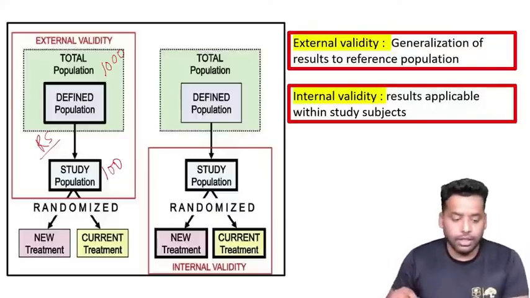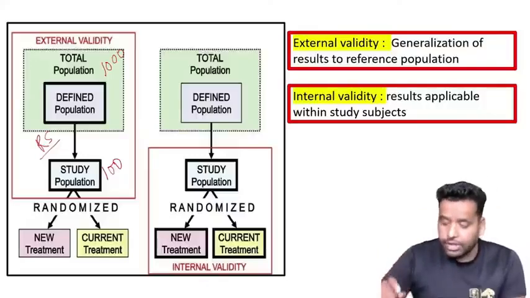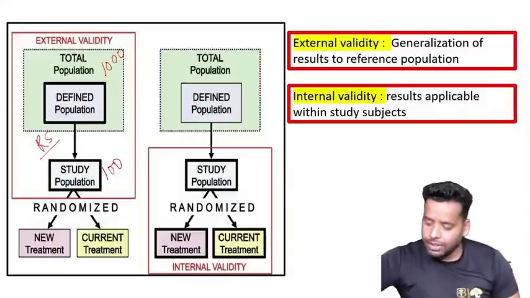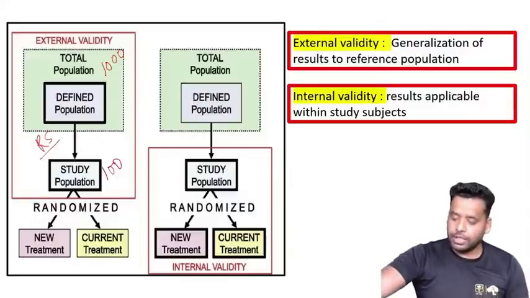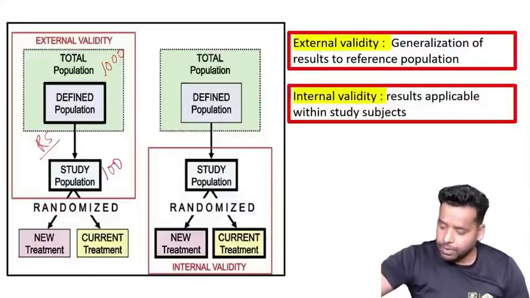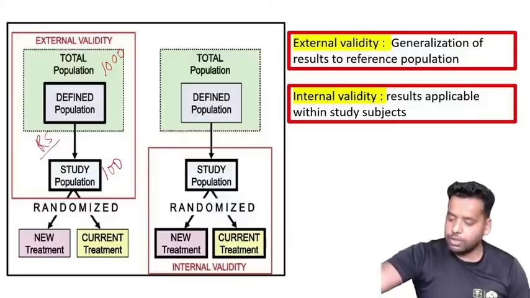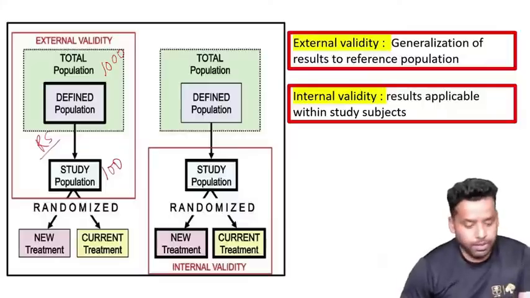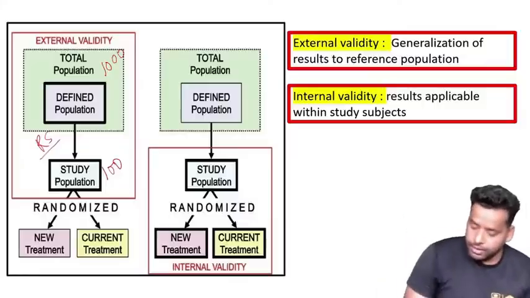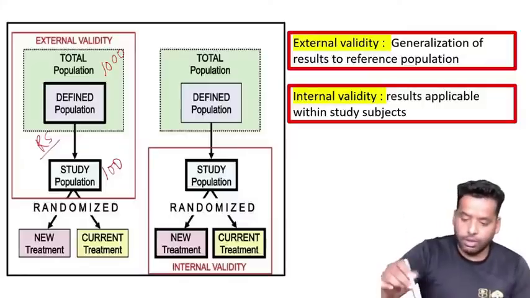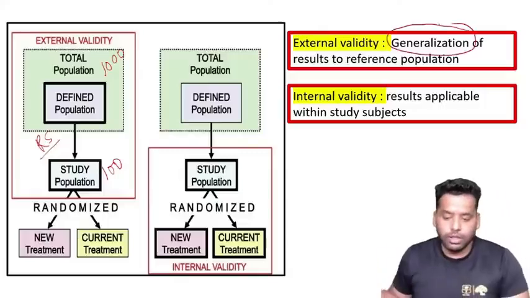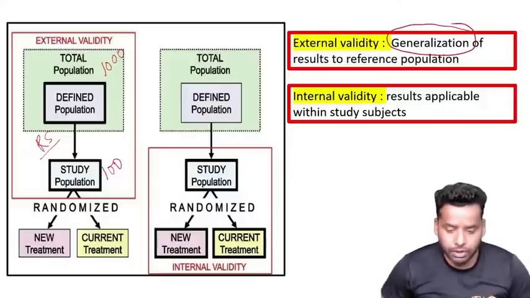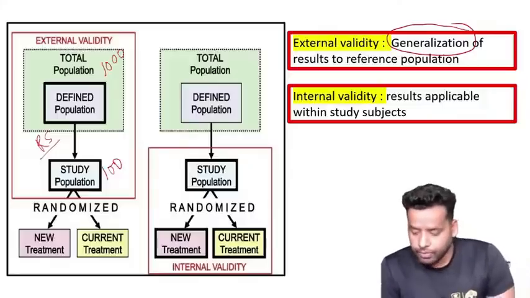Yes, good, correct. So whatever results you are getting from this sample will be generalized back to the reference population. Can be generalized back to the reference population. Tell me yes or no. Yes. What is this generalization called? What is the word given to this? Generalization of results to the reference population.